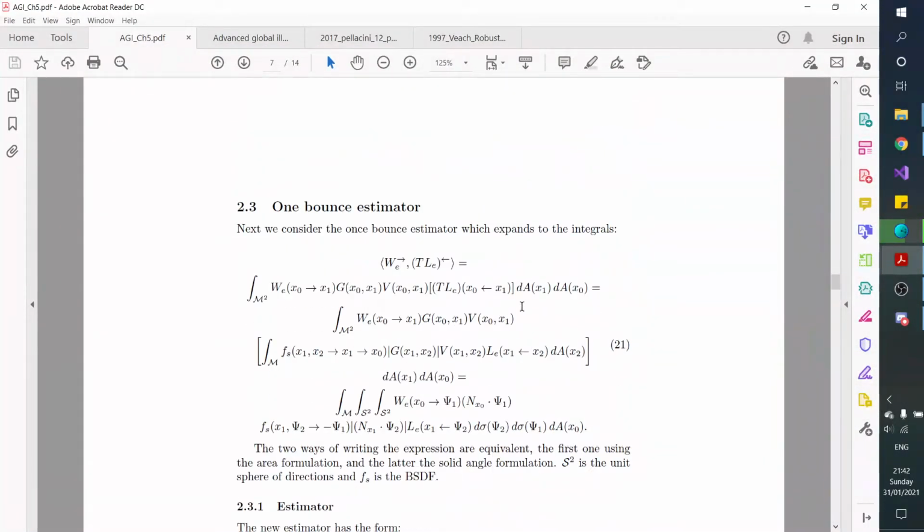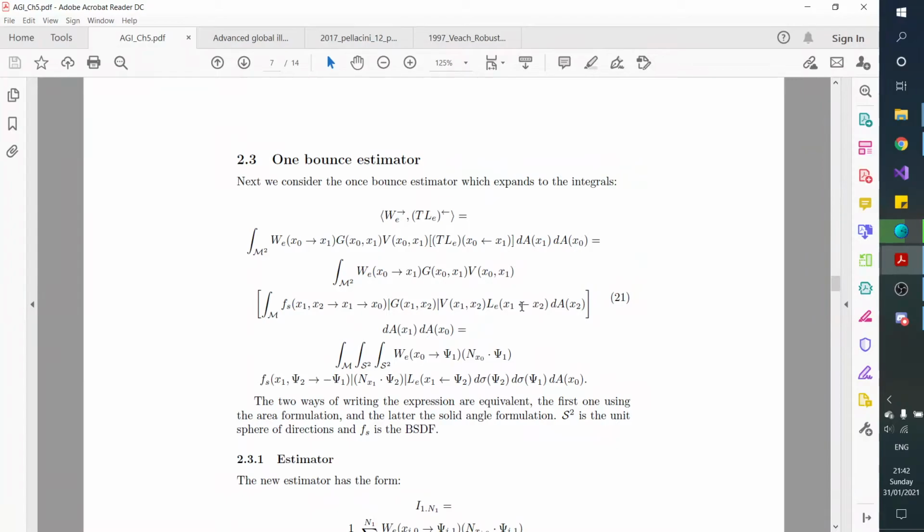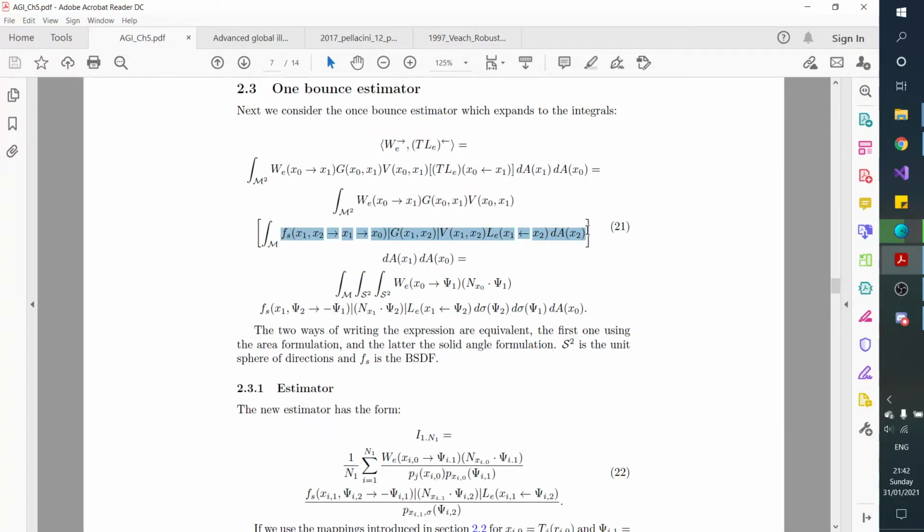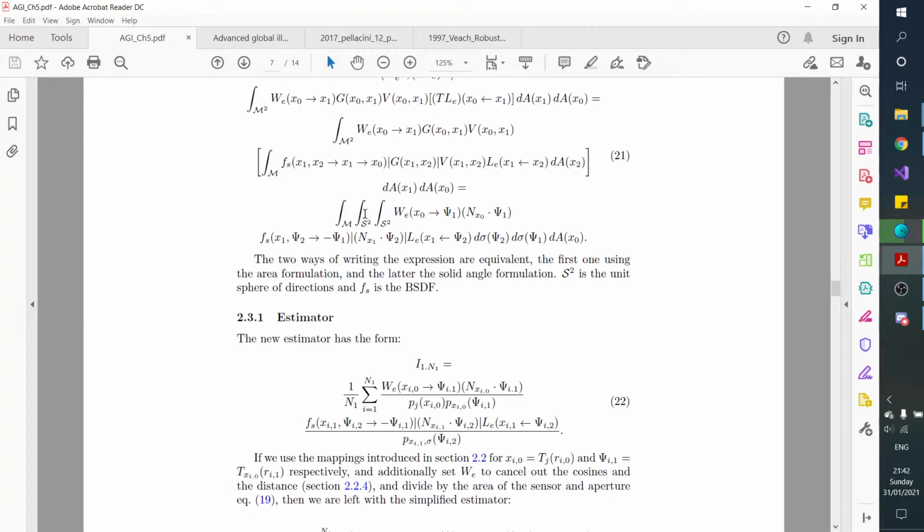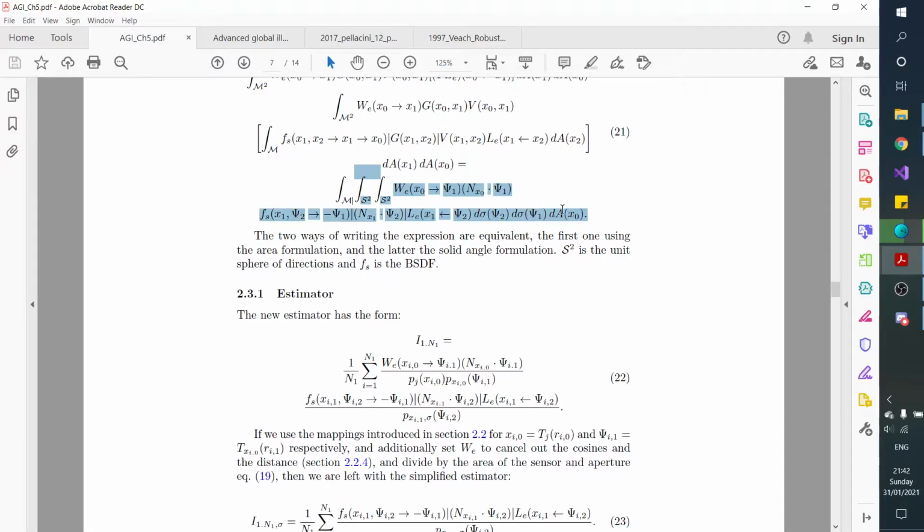Okay, if there are no questions, let's continue with the one bounce estimator. So that's after the first bounce, what happens? Well, again, we expand this notation. It's almost the same thing as before, but here we have an operator, and we can expand that too using what we have for the operator from the rendering equation. So this expands to that. We can also rewrite it in a solid angle form. And now we will have to write an estimator for this whole thing.